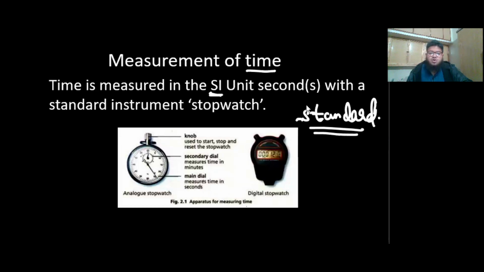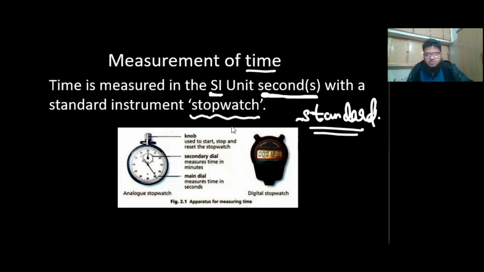Okay, so now time, which is measured in the SI unit, the SI unit for time is seconds. Okay, so this is the standard of time measurement, and the symbol for seconds is s. And the instrument to measure time is the stopwatch. Okay, this is the standard instrument that we are also going to be using in our school labs.